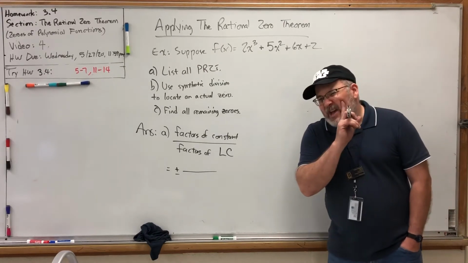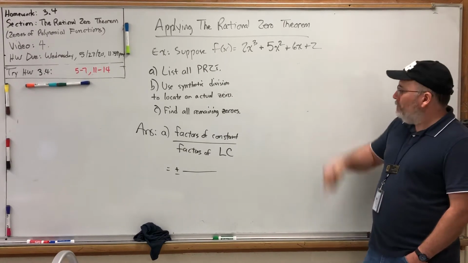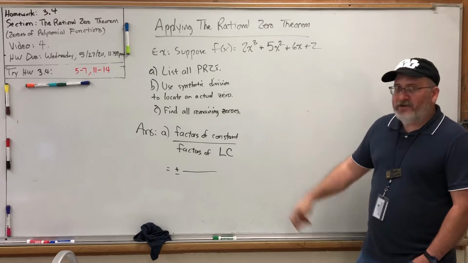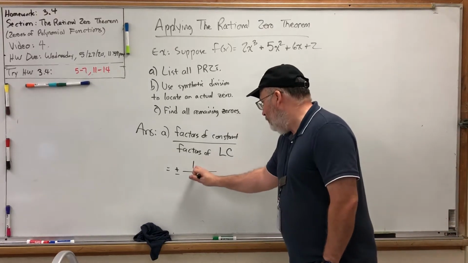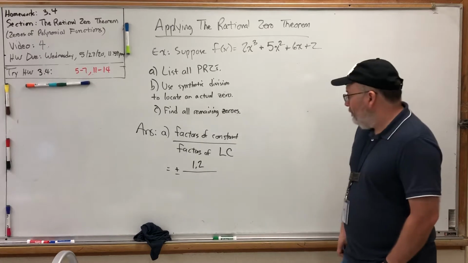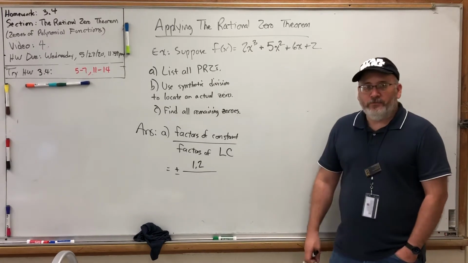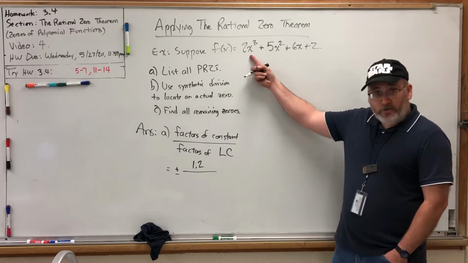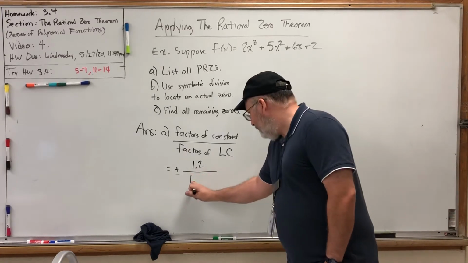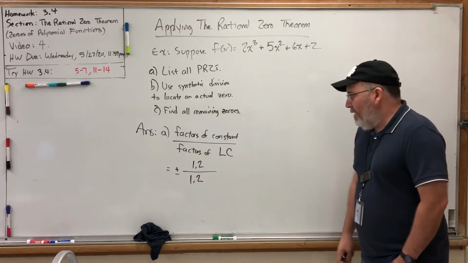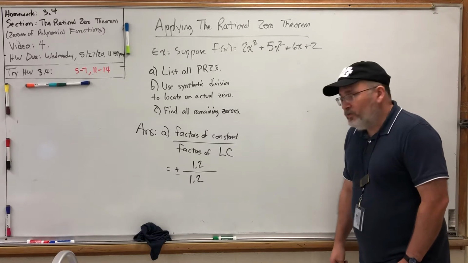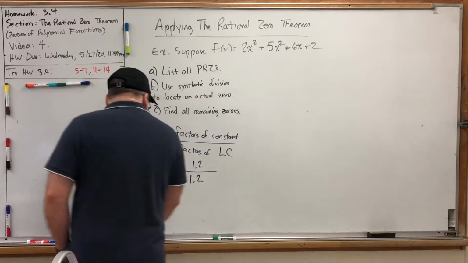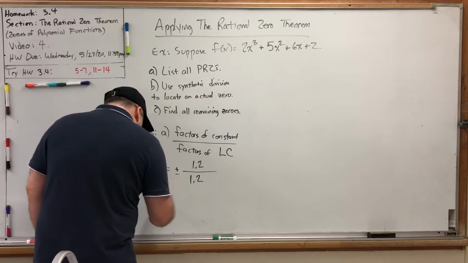Which term is the constant term in this function? It's the one without the x. 2. So on the top we need to list factors of 2. There's only 2 of them, 1 and 2. And what's the leading coefficient? It's also 2. So the denominator is also just 1 and 2. This won't be nearly as many fractions, and that's good.